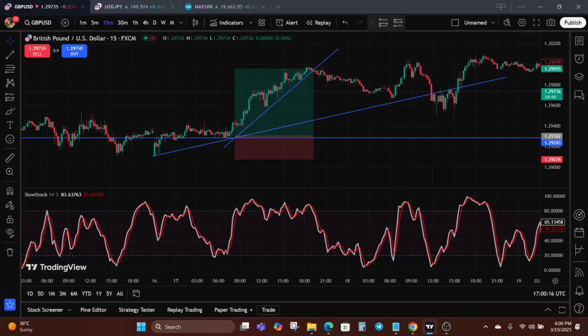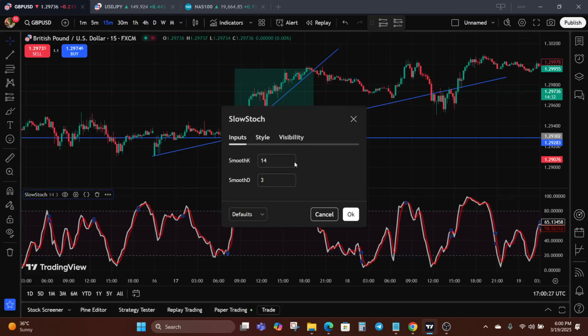Okay, now let's talk about slow stochastic settings and how they apply to different trading strategies. For scalpers and day traders, you can decide to use 5 for the smooth K and maybe 3 for the smooth D, for faster signals that respond quickly to price action. Then for swing traders, you can decide to use maybe 14 and 3, the default. It provides a balanced approach, filtering out unnecessary noise while still catching reversals.